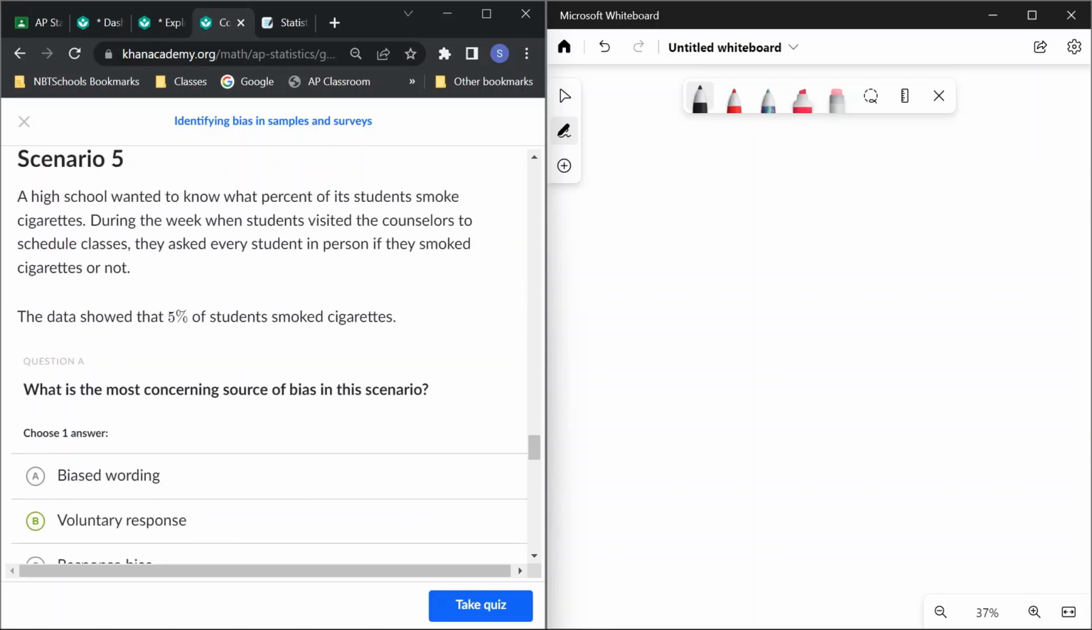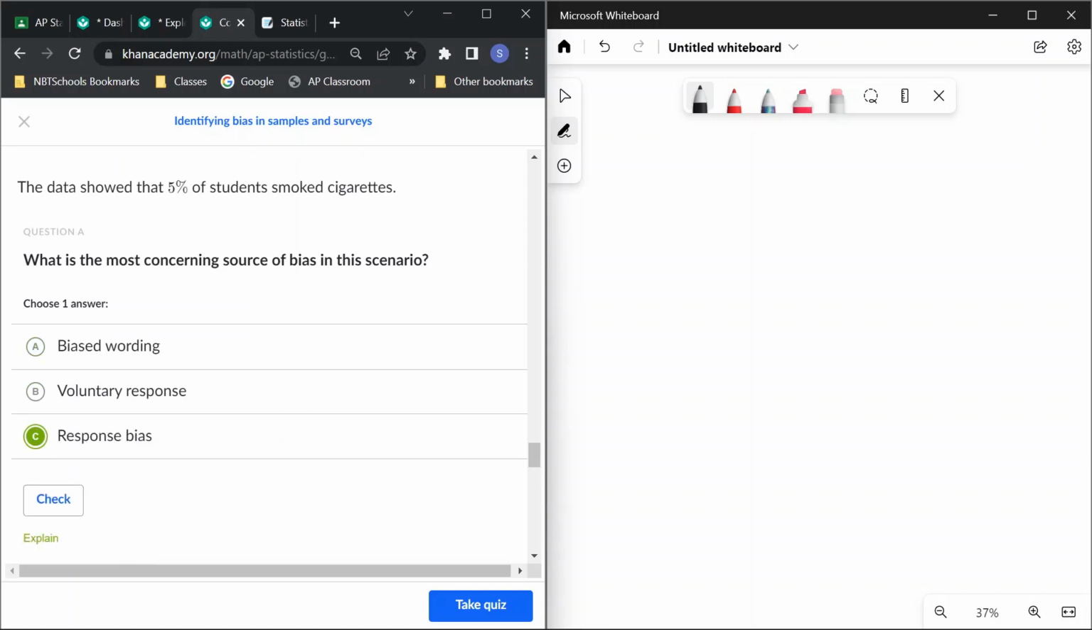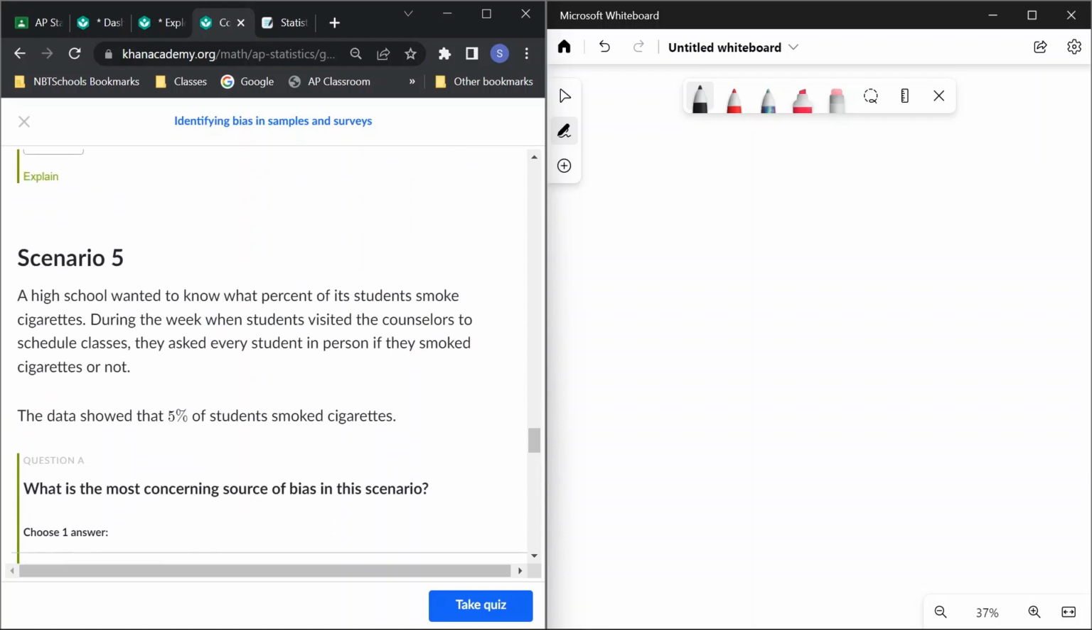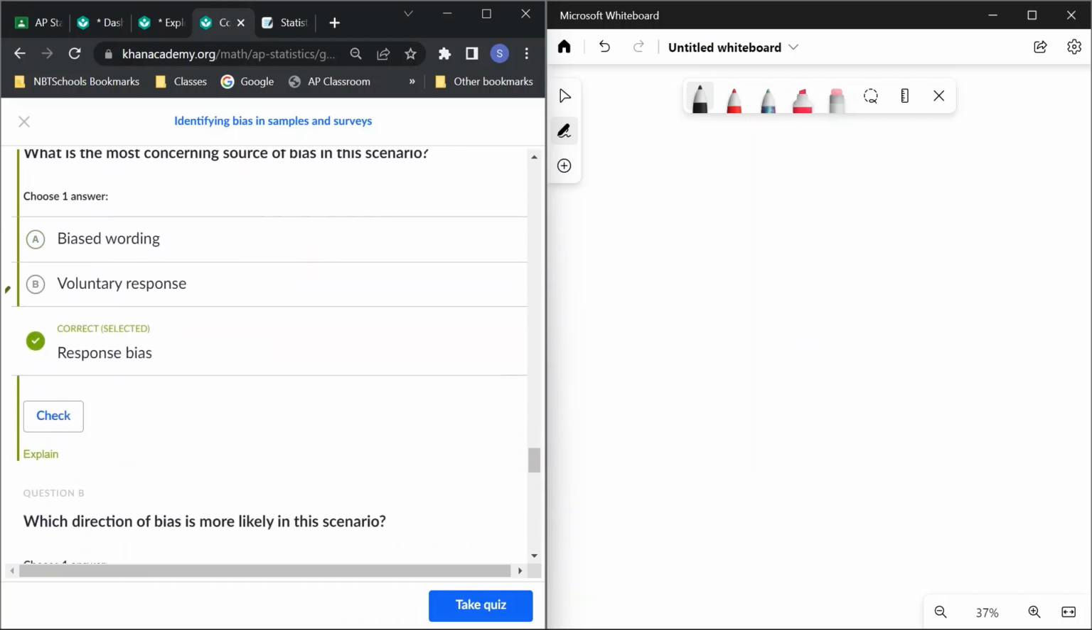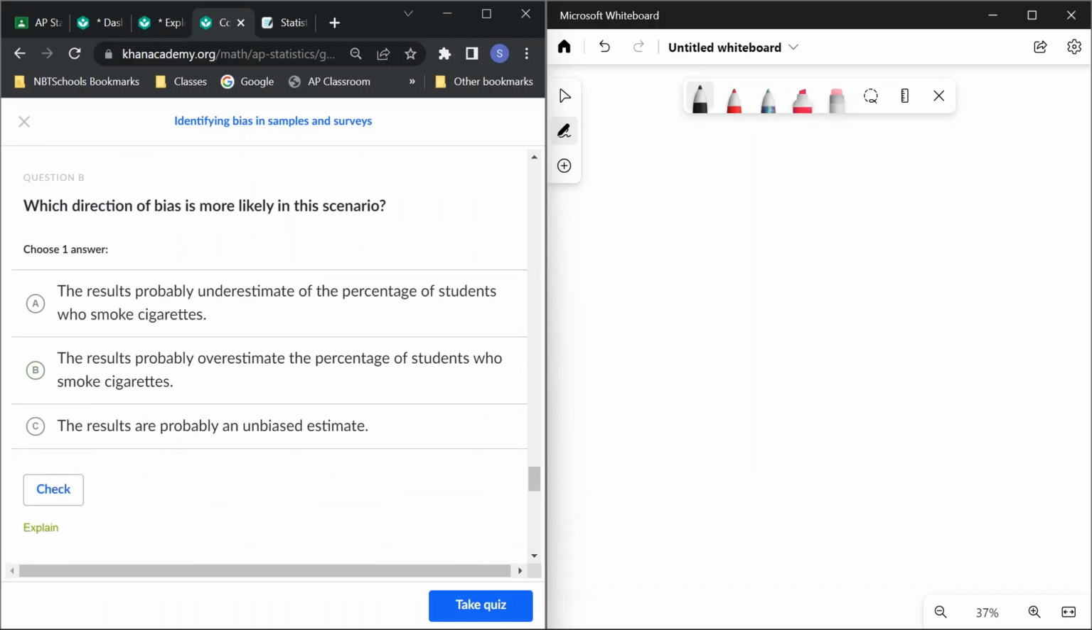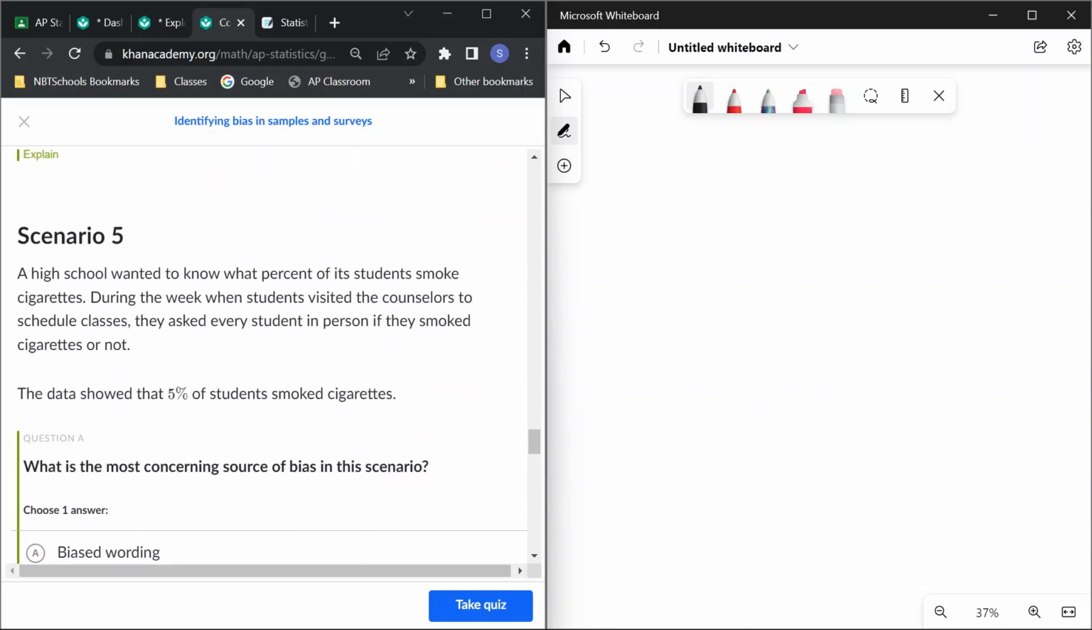Okay. The high school wanted to know what percent of its students smoked cigarettes during the week when students visited the counselors to schedule classes. They asked every student in person if they smoked cigarettes or not. That's definitely response bias, because people are just not gonna answer you, especially if you're an administrator and you're a student. You're gonna wonder, should I answer the question, should I not? People can lie. Which direction of bias is more likely? Probably an underestimate, because you're underestimating.